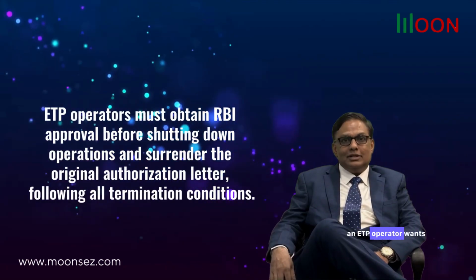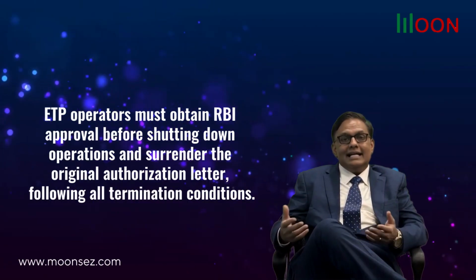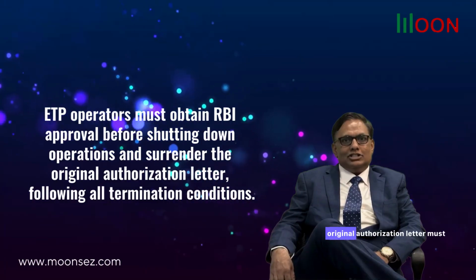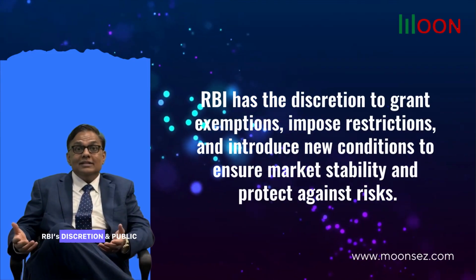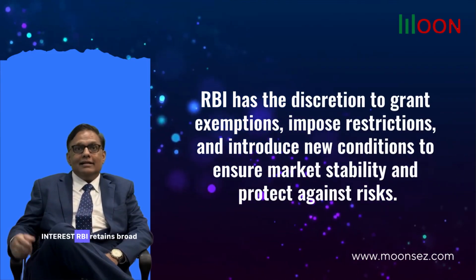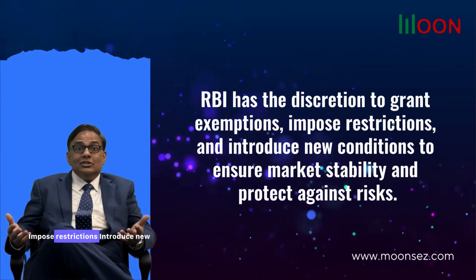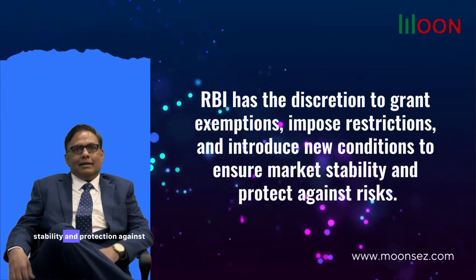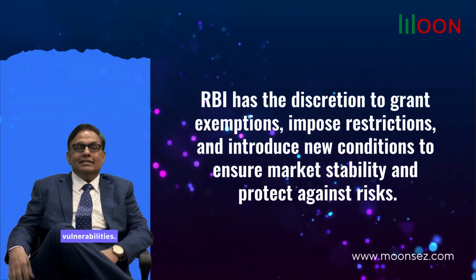If an ETP operator wants to shut down operations, prior approval from RBI is compulsory. All termination conditions must be followed and the original authorization letter must be surrendered. RBI's discretion and public interest. RBI retains broad powers to grant exemptions, impose restrictions, introduce new conditions. This ensures market stability and protection against untested technologies or systemic vulnerabilities.